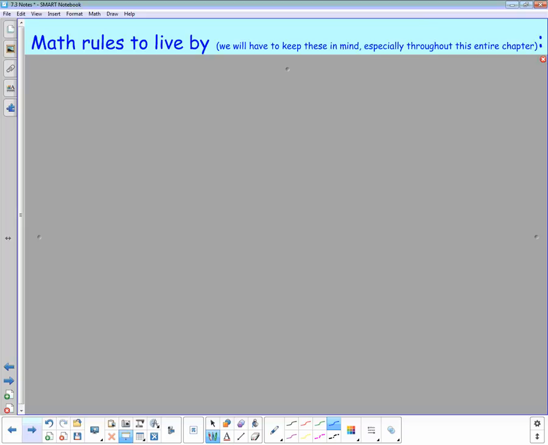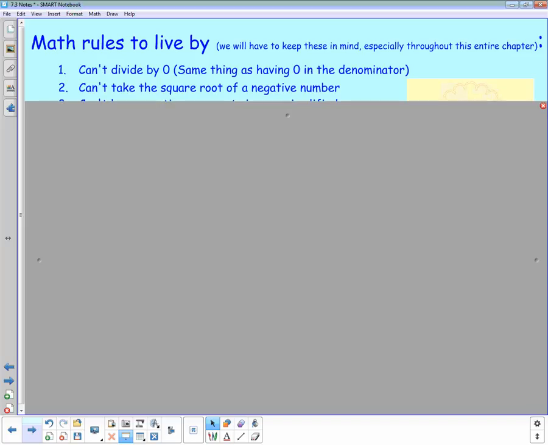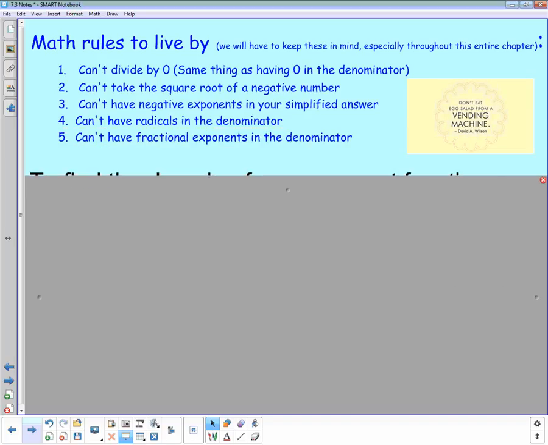So a couple of math rules to live by. Just a few reminders. We will have to keep these rules in mind, especially throughout this entire chapter. Number 1, we can't divide by 0. It's basically having 0 in the denominator. It's undefined. We can't do it. Number 2, we can't take the square root of a negative number. It's an imaginary number. Number 3, we can't have negative exponents in your simplified answer. We learned that back in chapter 6.